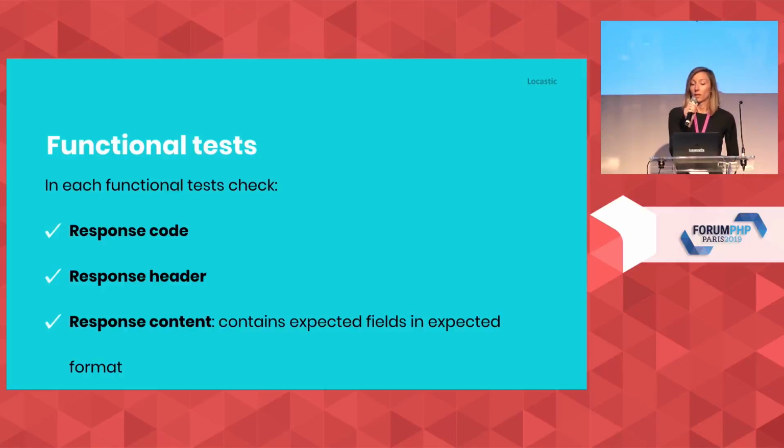Okay, so now let's see how one functional test looks like. First we need to send a request to an endpoint and check the following things. First we want to know if it returned the correct response code. It can be like OK response, bad request response, and so on. We should also check the header. It can be, for example, content type JSON or something similar. And then we assert the response content.